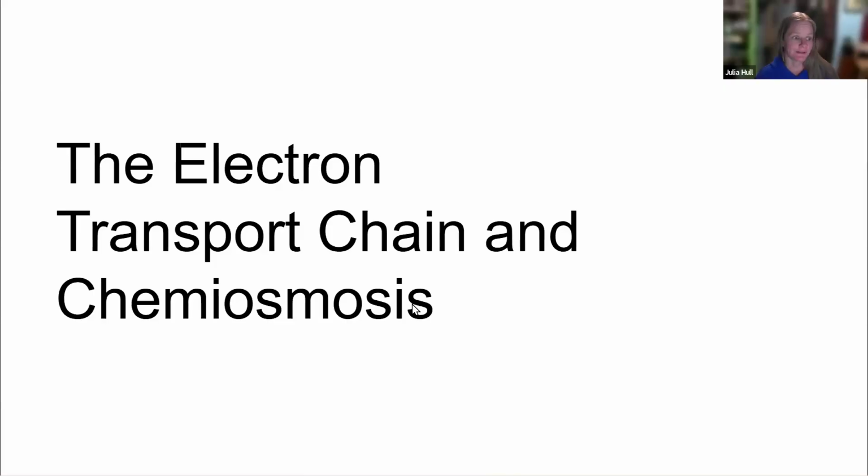All right, let's talk about the electron transport chain and chemiosmosis. This is the most important part of cellular respiration. This is where we're going to produce most of the ATP, especially if we're talking about eukaryotic cells.